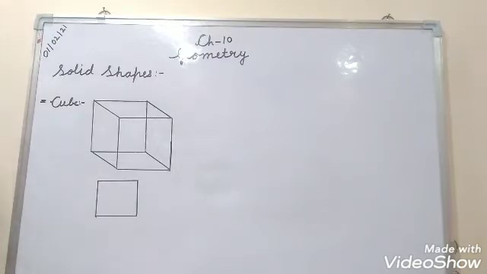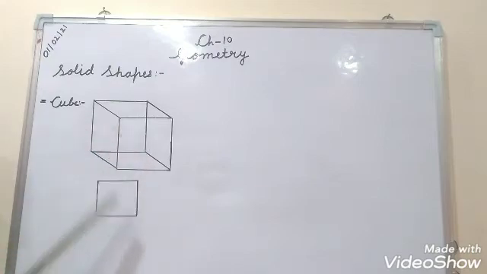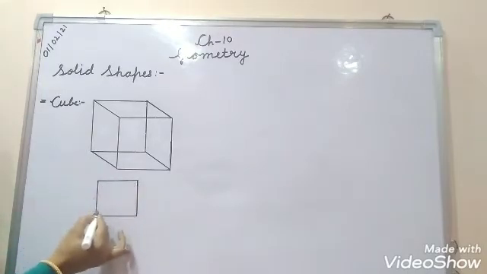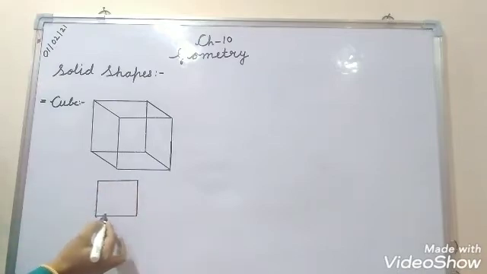But before starting, children, you should know what is the difference between solid shapes and plane shapes. Let's understand it. Here you can see I have drawn two pictures, this one and this one. What is the difference between them? In this picture we have length and width. So this is the example of plane shape.